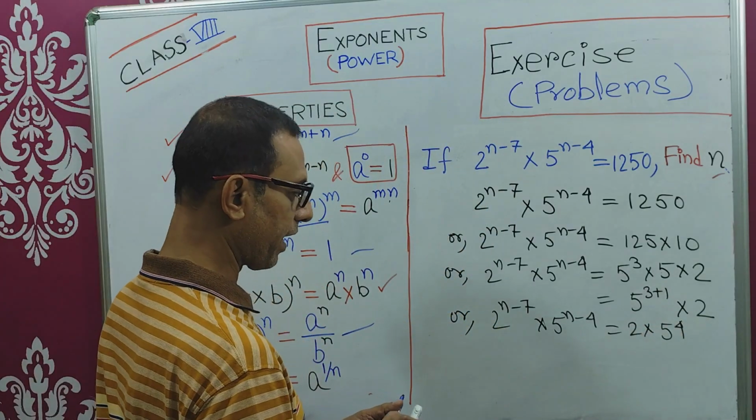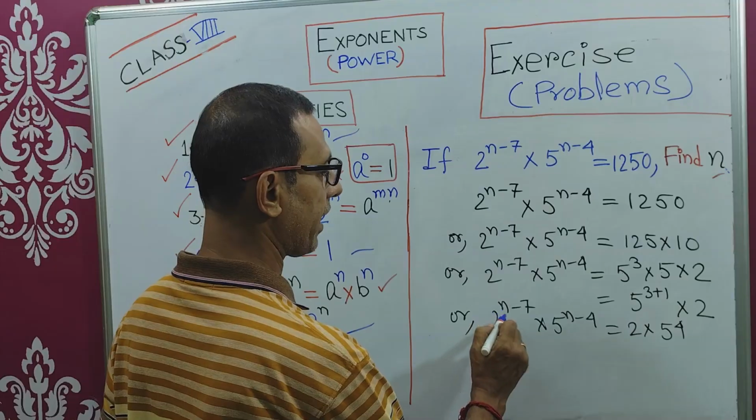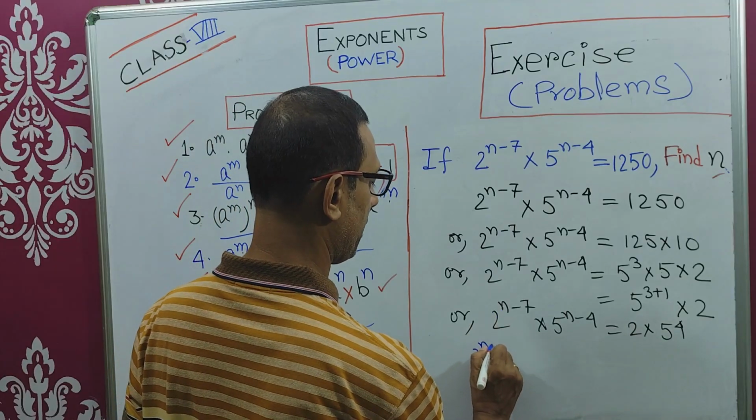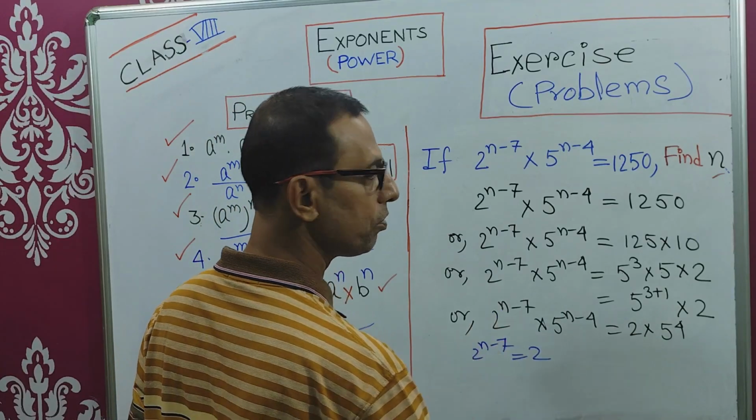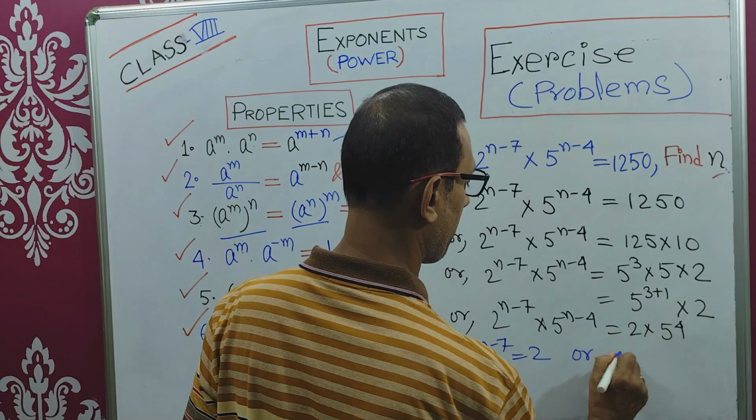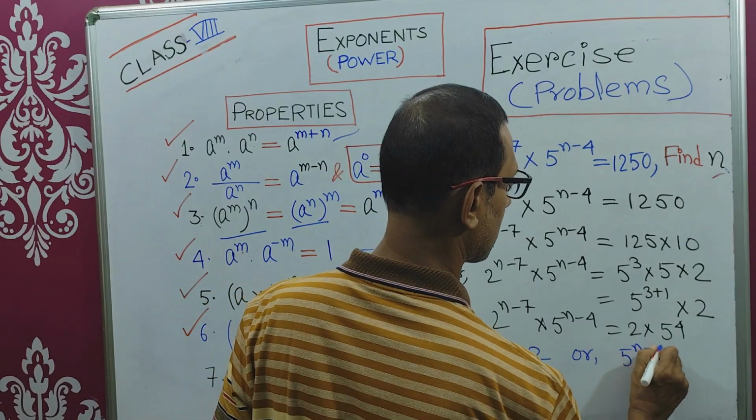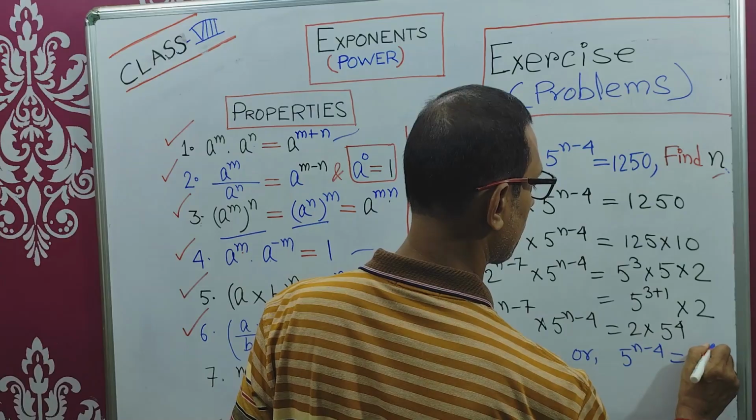So now you can compare these two. Either you can compare 2 to the power n minus 7 equals 2, or you can compare 5 to the power n minus 4 equals 5 to the power 4.